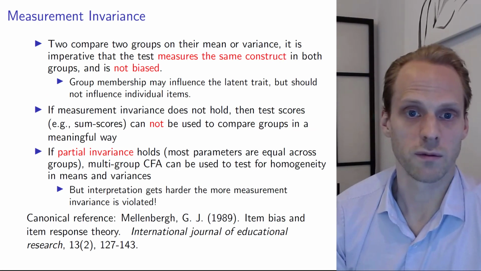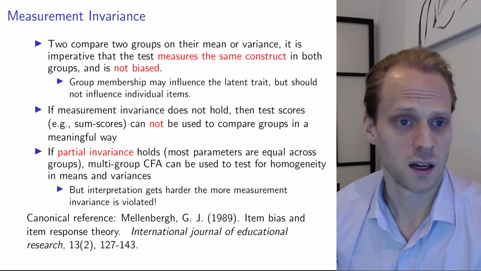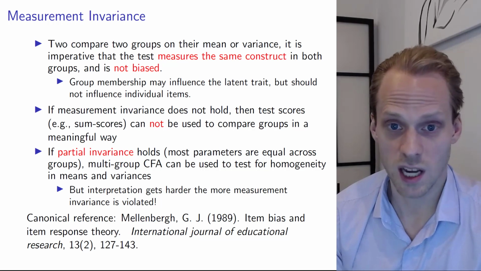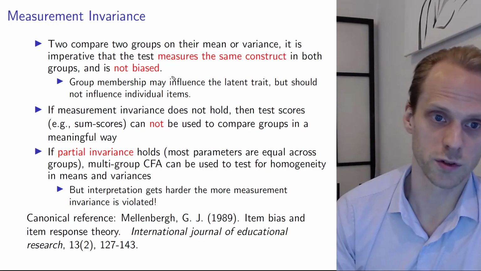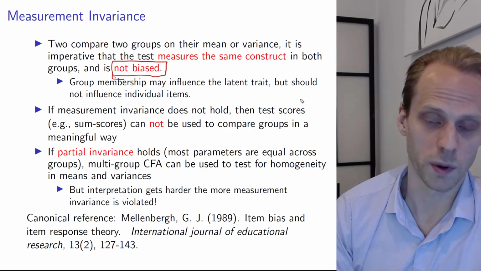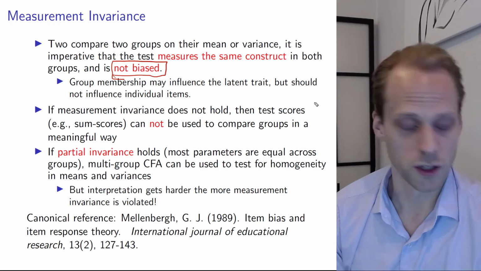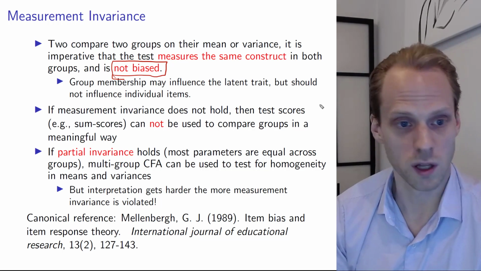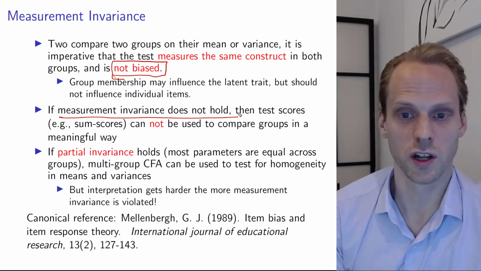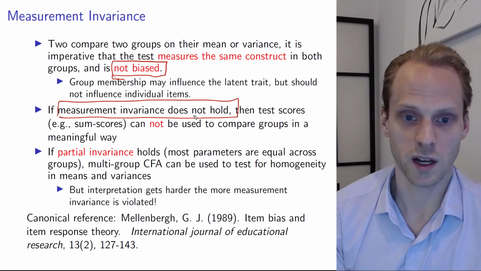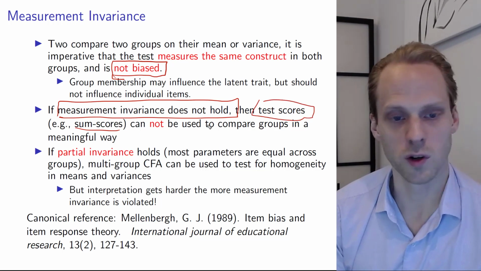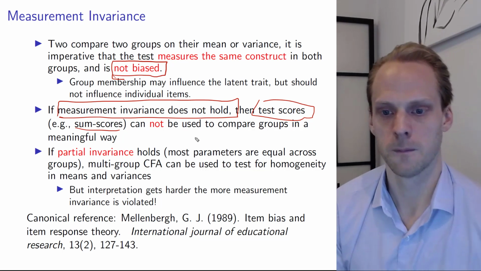So this is the concept of measurement invariance. And measurement invariance means that we can test if a test measures the same thing in two groups, or it measures the same construct, so it's not biased. And this is a very important topic in psychometrics in general. It's not just in CFA modeling, you also see it a lot in IRT modeling as well. And it's very important. So if measurement invariance does not hold, then for sure we cannot use sum scores or test scores, which is what a lot of psychometrics is about, to compare groups in any meaningful way, because the test is biased.